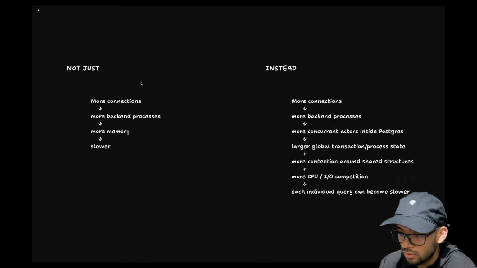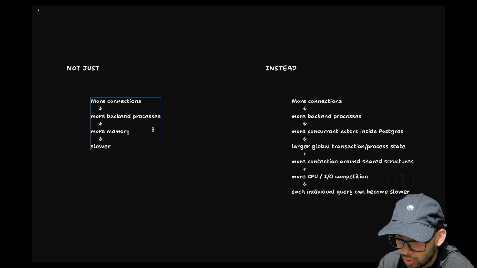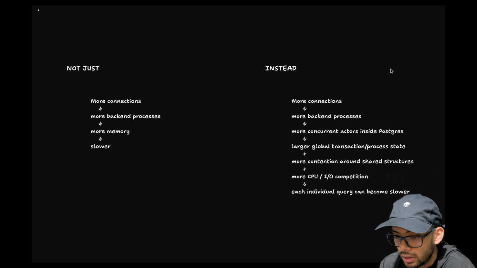So the main point of the overall topic was, instead of seeing just more connections means more backend processes and more memory, hence the performance issues, you should more think like more connections lead to more processes, which leads to more concurrent actors, and hence larger global transaction and process state, more contention around shared structures, more CPU and IO competition, and thus each individual query can become slower. So now how do we solve this?